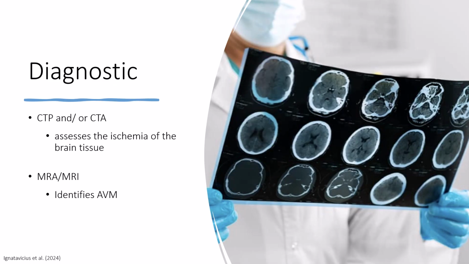Some diagnostic tests we can use include CT imaging. This is going to specifically look for ischemia in the brain tissue, whereas we can also use an MRI, which is going to give us a deeper look and can identify an arteriovenous malformation.